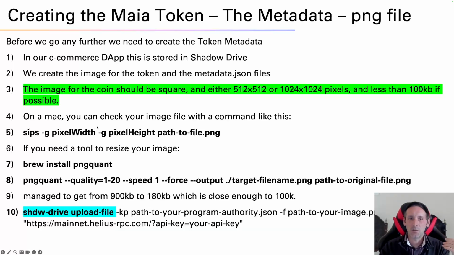So on a Mac, you can check your image file with a command like this. I used the sips command because I had an image, but I wasn't too sure about the size of that image. So I ran this command, and very easily, you replace this with your file path, and it will tell you exactly how many pixels width and height you have in that image.